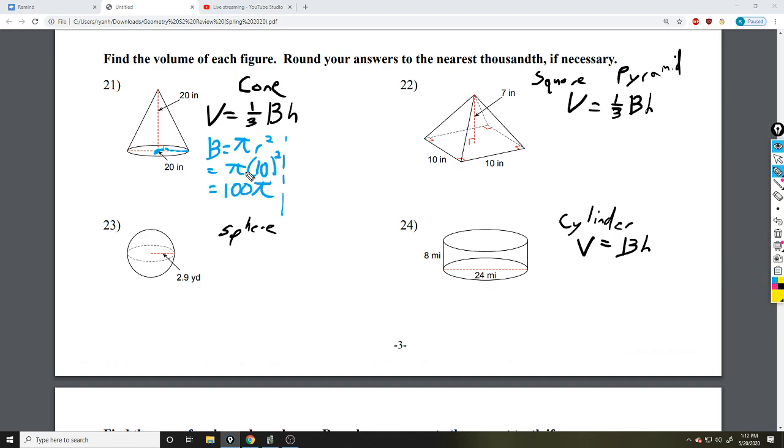And then our height, we talked about our slant height scaling us up the pyramid. And I've talked about my height being dropped straight down into the center of the shape. That's the height of a pyramid or a cone. All right, so our height is 20.